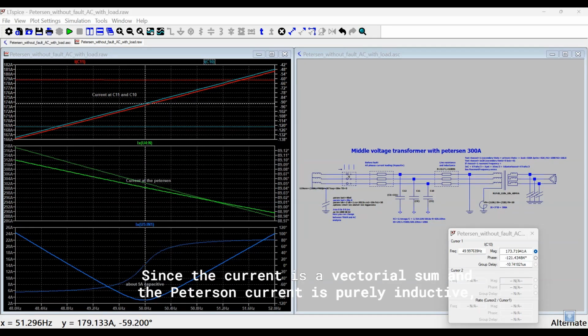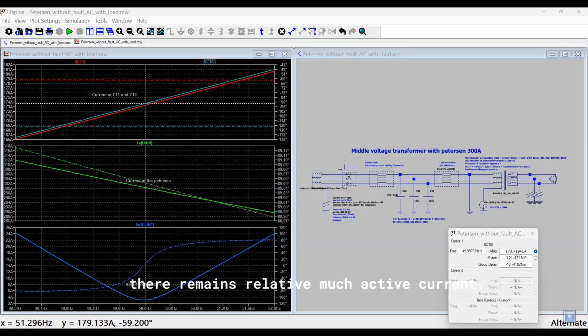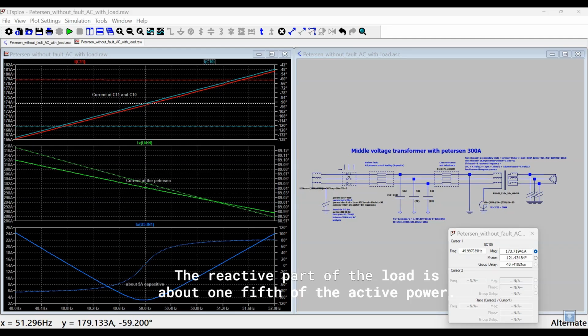Since the current is a vectorial sum and the Petersen current is purely inductive, there remains relatively much active current. The reactive part of the load is about 1/5 of the active power. So in our example, approximately 75% of the load remains.